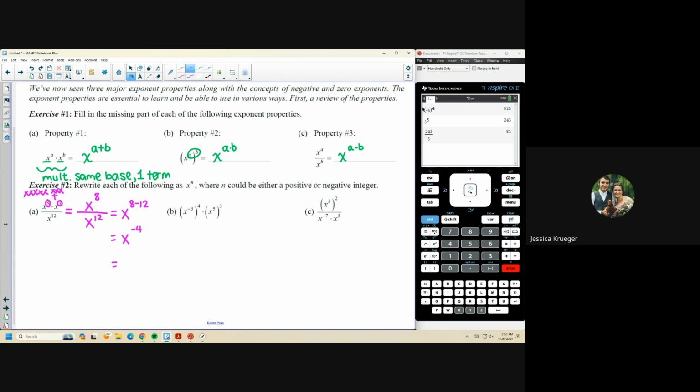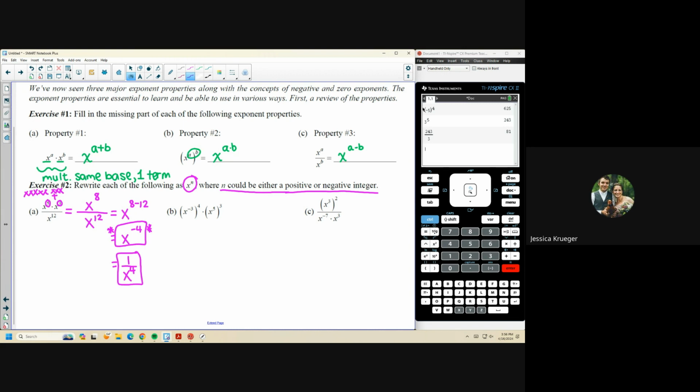And remember, we want x to the n. It says n could be either a positive or a negative integer. So you can stop here, x to the negative 4, or you could rewrite it as 1 over x to the 4th. Okay, I would accept either of those. This is more correct based on the directions because they want it written as x to a power.